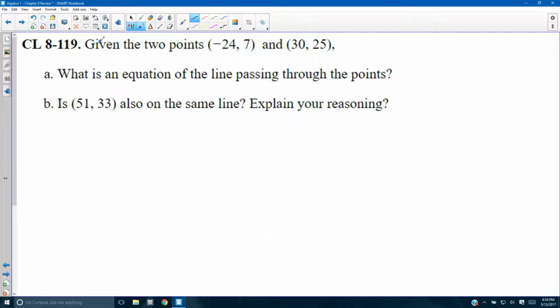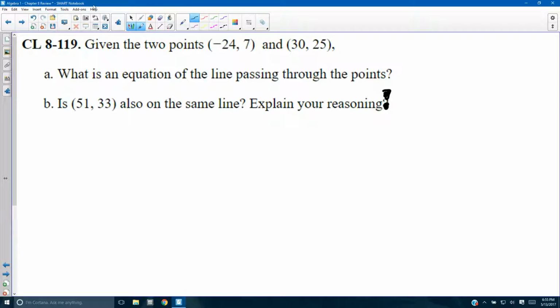Okay, number 119. Given the 2 points, negative 24,7 and 30,25, what is an equation of the line passing through the points? And is 51,33 also on the line? Explain your reasoning. Like a question, change it to a period. Explain your reasoning. How about an exclamation mark? Explain your reasoning. We sure will.